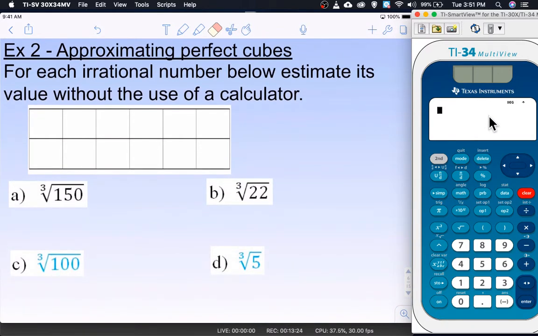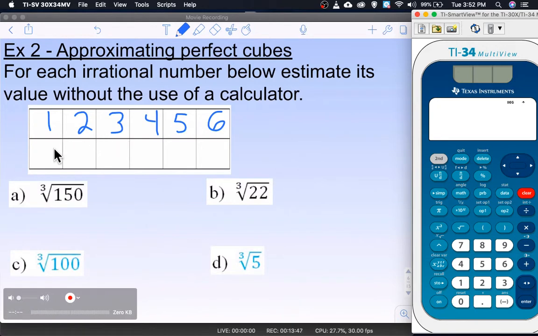Now, perfect cubes. Same deal, but now we're talking about a cube. So I'm going to start making my chart, and then we're going to talk about perfect cubes a little bit more. 1, 2, 3, 4, 5, 6. We don't have to go as high because these numbers get much, much bigger, much faster.